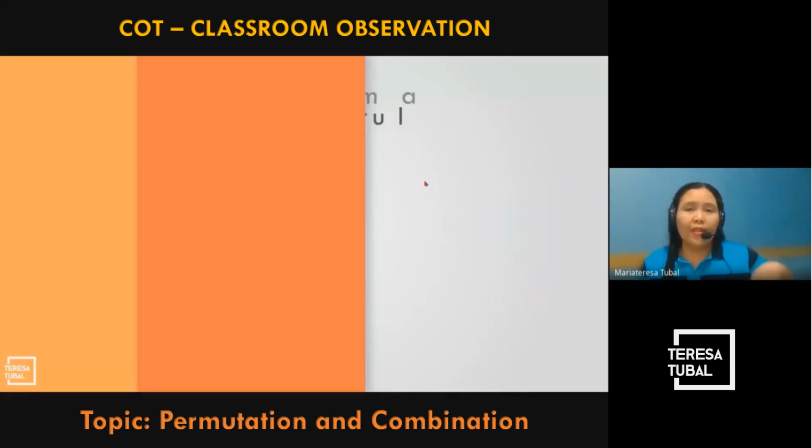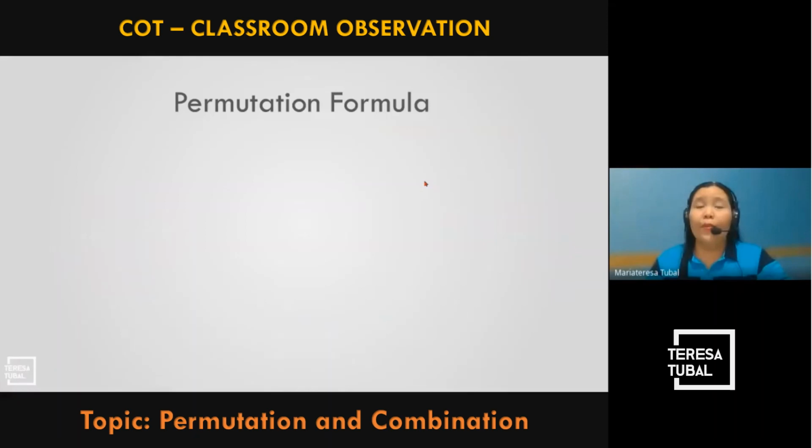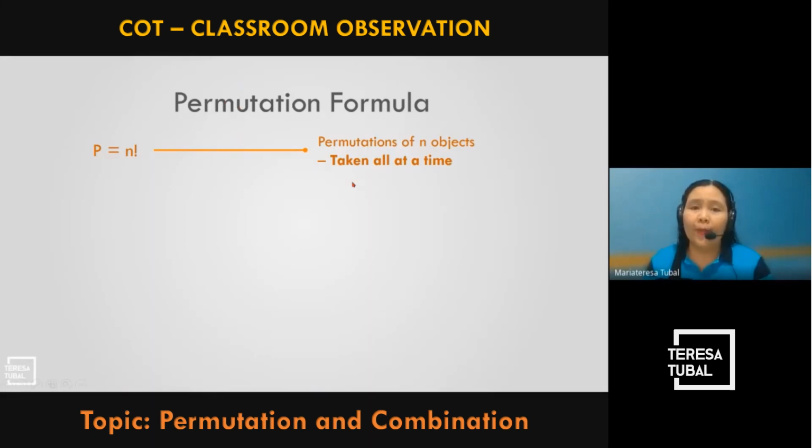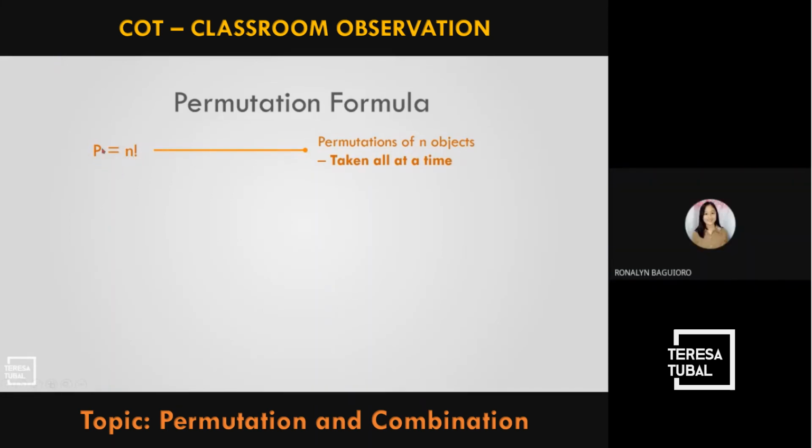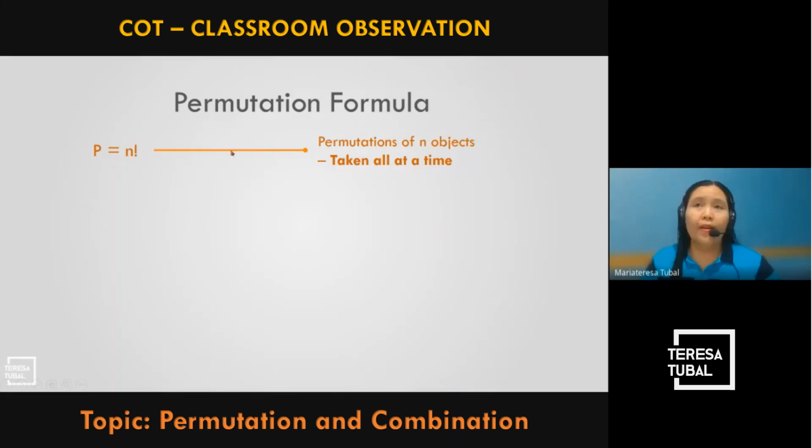So let us distinguish now the different permutation formula. So let us go back to the different formulas for the permutation. What is the first formula? That is permutations of n objects taking all at a time. Yes, Bagyoro? Wala po, ma'am. Okay. So what is the formula if the given problem is permutations of n objects taken all at a time? So what do you think is the best formula?